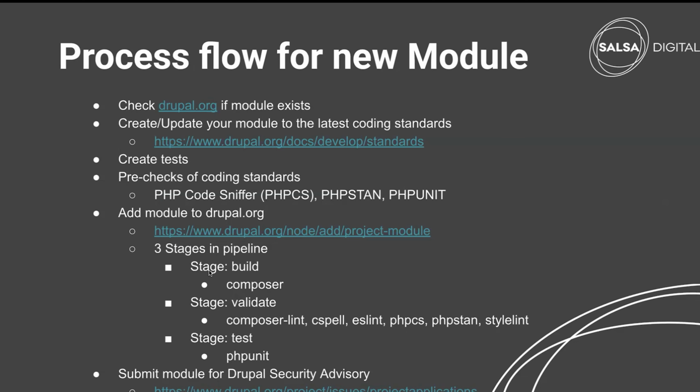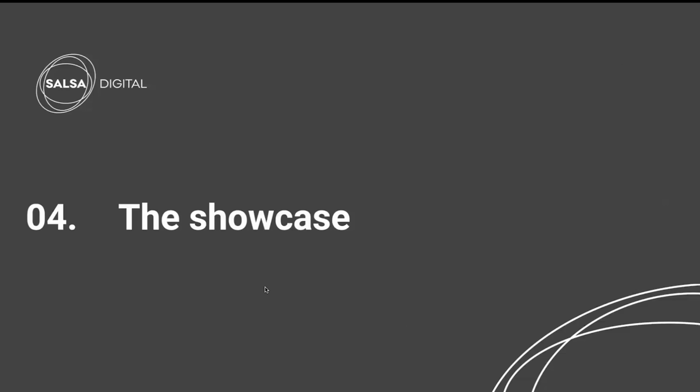Once your pipeline executes, there are 3 stages in the pipeline. It builds your code, it checks the validation, and then also does your unit testing as well. Before you submit it for Drupal security advisories, make sure that everything is passing and all your pipelines are successful. The one check that they will do, and it's the first comment in Drupal security advisories, is that you do all of your unit testing. Then I'm going to showcase the module for you.